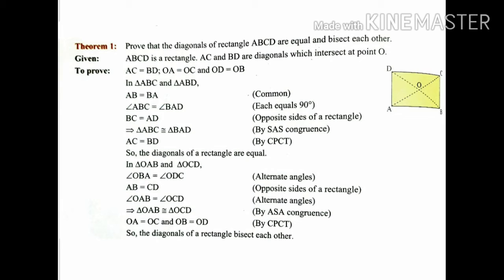But if we want to prove that the diagonals of a rectangle bisect each other, then we will look at the smaller triangles OAB and OCD. We prove the congruency of the two triangles OAB and OCD. Angle ODC and angle OBA are alternate angles. AB is equal to CD, opposite sides of the rectangle. Angle OAB is equal to angle OCD, alternate angles. So by this way, two triangles are congruent by ASA property, and by CPCT, corresponding parts of congruent triangles, we can say that OA is equal to OC and OB is equal to OD. That means the diagonals of a rectangle bisect each other.